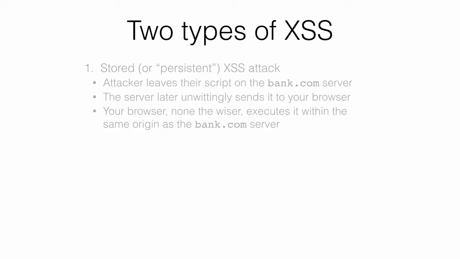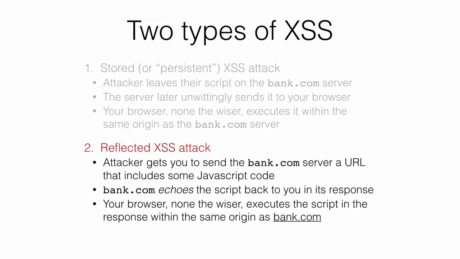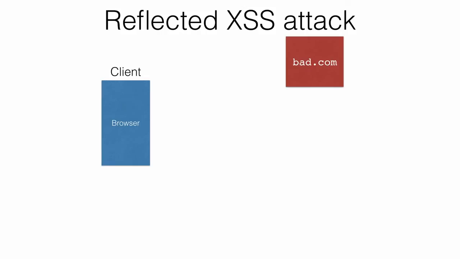The second type of cross-site scripting attack is called reflected cross-site scripting. Here, the attacker gets you to send the bank.com server a URL that includes in it some JavaScript code. The bank.com site will echo some or all of that script back to you in its response, and your browser, none the wiser, will execute the script in the response with the same origin as bank.com.